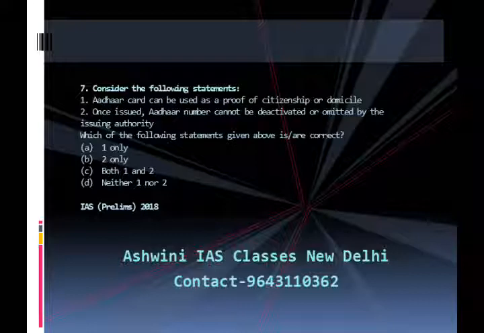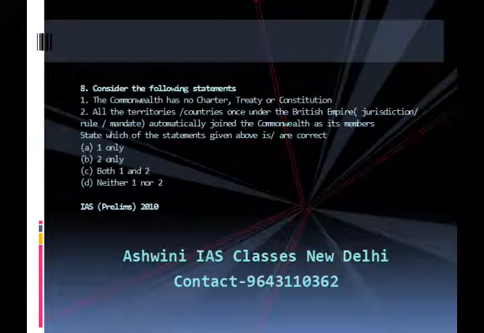Now we move to the next question. That is the eighth one. Consider the following statements. The Commonwealth. First, the Commonwealth has no charter, treaty or constitution. Second, all the territories or countries once under the British Empire or jurisdiction or rule or mandate automatically joined the Commonwealth as its members. Which of the statements given above is or are correct? A, 1 only, B, 2 only, C, both 1 and 2, D, neither 1 nor 2.